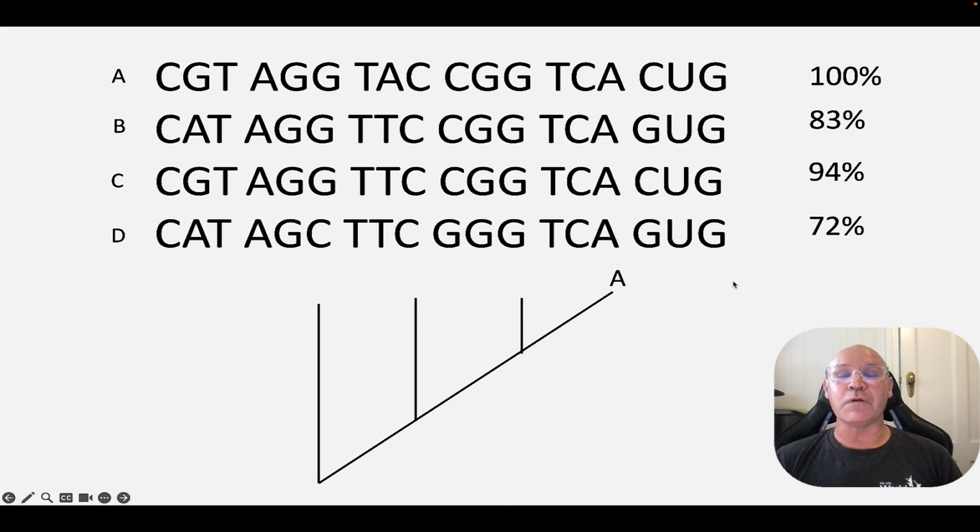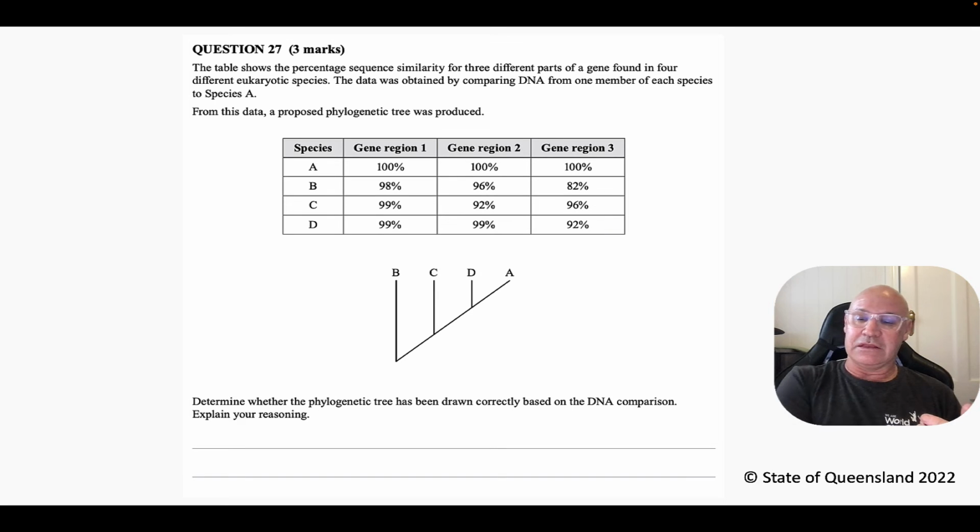Can you work out which organism would be closest to A on the cladogram, and which one would be furthest away? D would be furthest away because it has the least similarity, and the next one, of course, would be B, and then the next one, C.